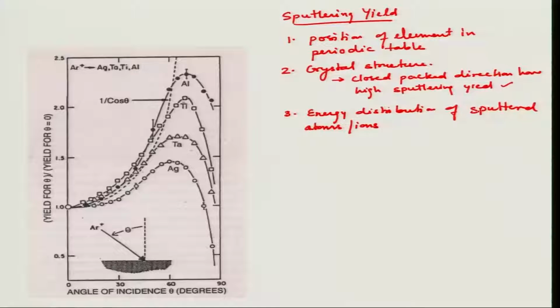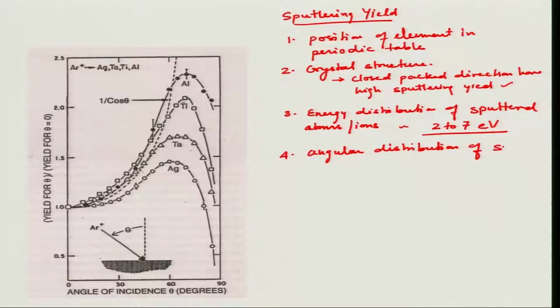So, the energy distribution of sputtered atoms lies around 2 to 7 electron volts. And of course, you can adjust this by adjusting the energy of the ions that you are bombarding on the surface of the target. It also depends on the angular distribution of sputtered atoms.